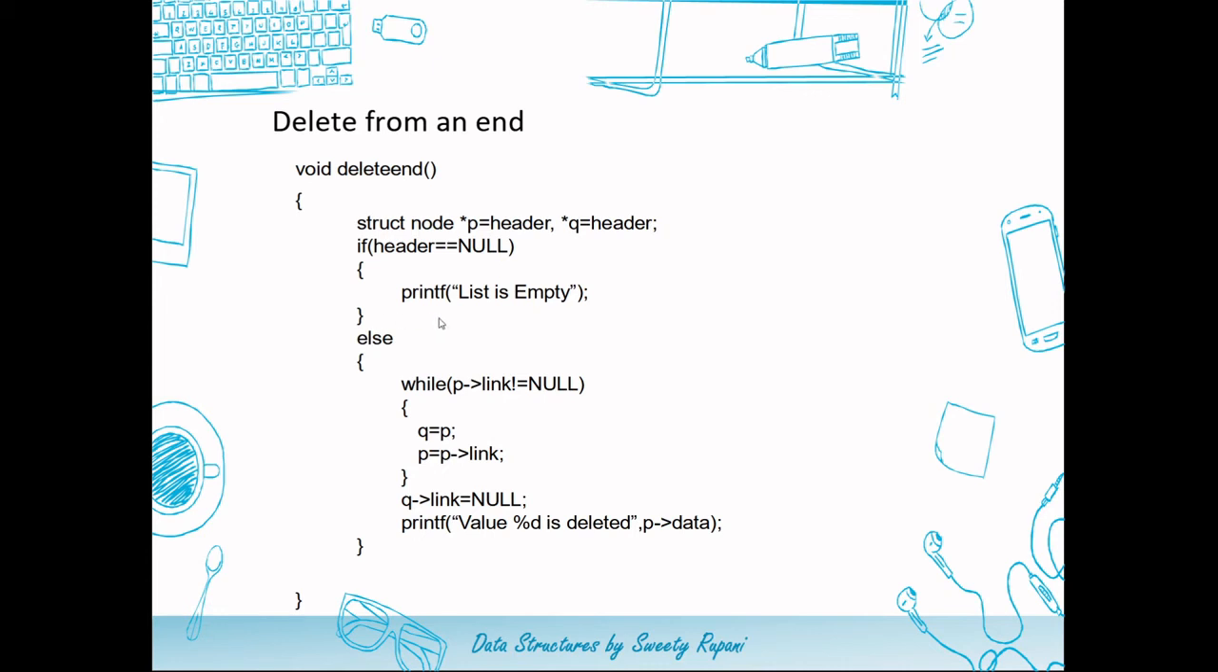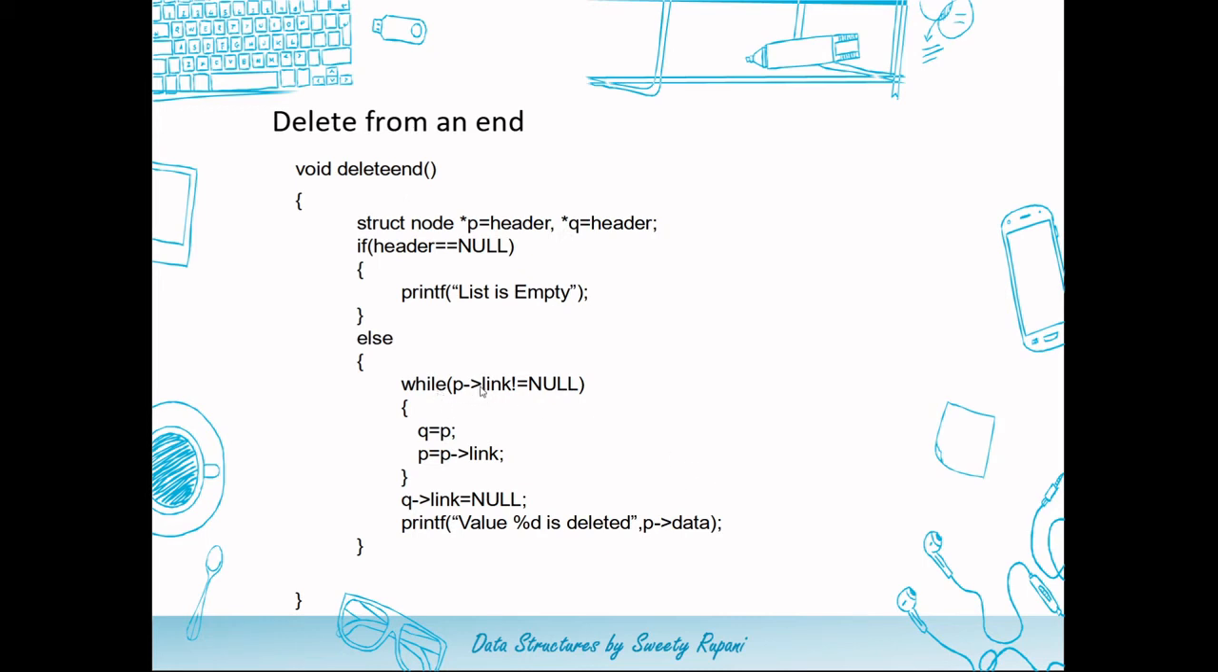If the list is not empty, we'll go for a while loop. P is already initialized with header and Q is also initialized with header. So P and Q point to the first node in the list.